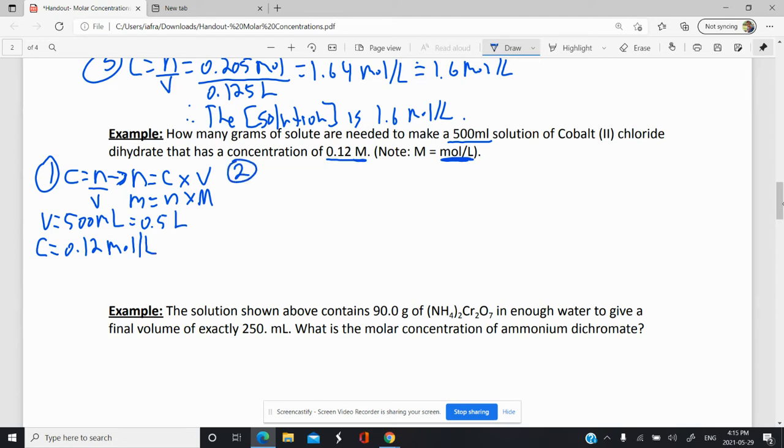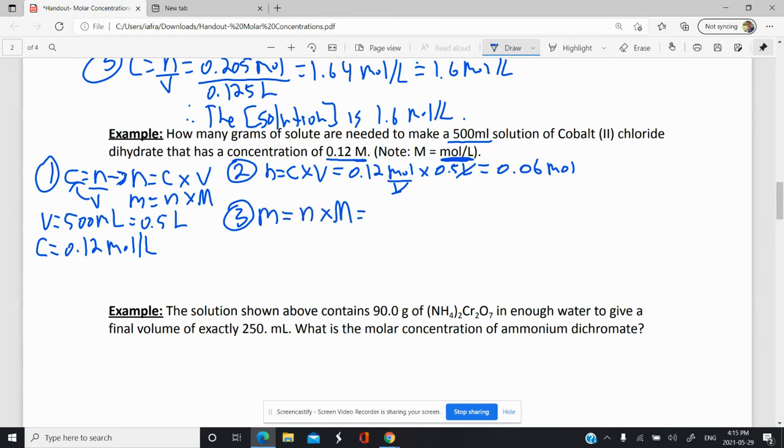Okay, so we can do that in step two. We can say that n is equal to C times V because I just sent V to the other side here, and it becomes a multiplication since it was divided on that side. So that's going to be equal to 0.12 moles per liter multiplied by 0.5 liters. Cross out liters, and so you're going to have 0.5 times 0.12, and you'll get 0.06 moles.